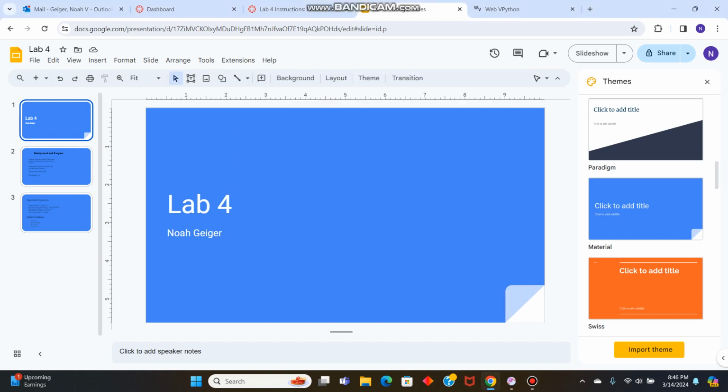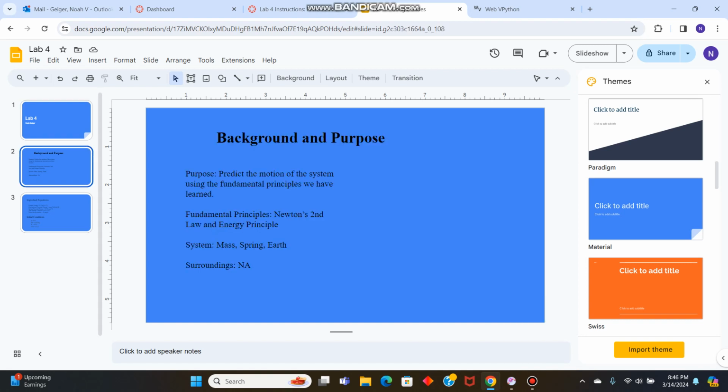This is Lab 4, where we're going to be talking about oscillation and the energy principle. A little bit of background and purpose for this lab. The purpose is to predict the motion of the system using the fundamental principles we have learned. Some of the fundamental principles that we'll be talking about today are Newton's second law and the energy principle.